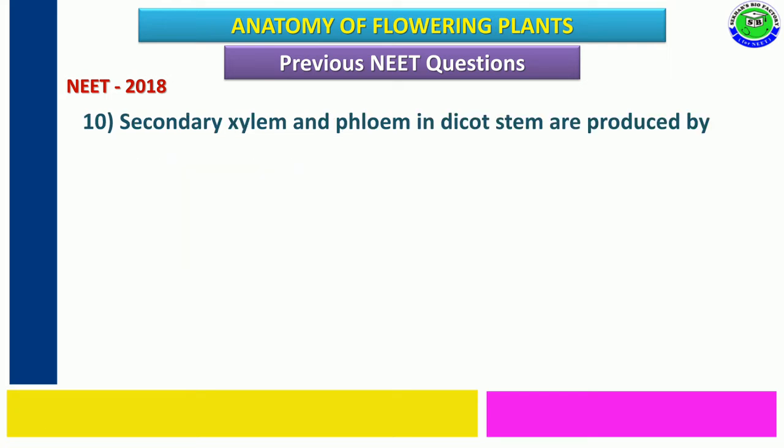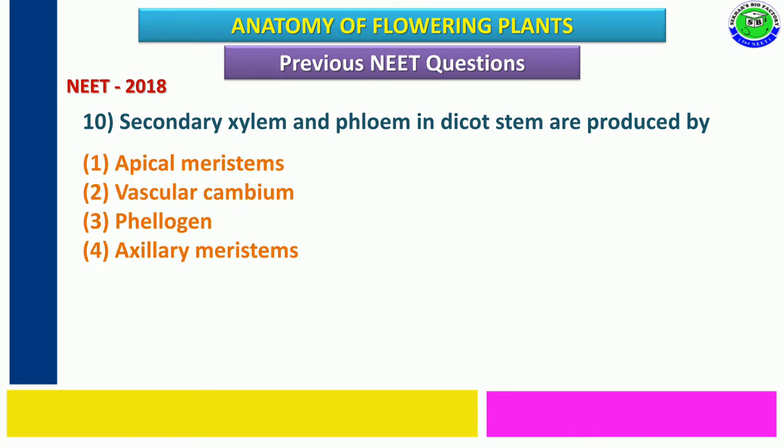Question number 10. Secondary xylem and phloem in dicot stem are produced by first option apical meristem, second option vascular cambium, third option phellogen, fourth option axillary meristem. In this, the correct answer is second option.